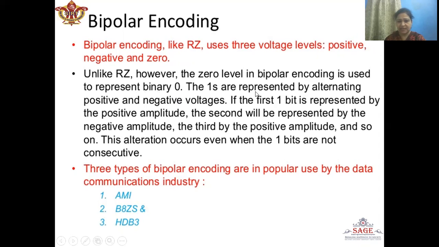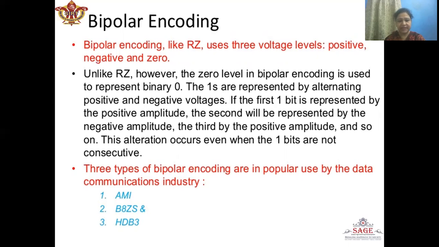The ones are represented by alternating positive and negative voltage. This means that if the first 1 bit is represented by the positive voltage level, the second 1 will be represented by the negative voltage level, and the third 1 will be represented by the positive voltage level, and so on. This alternation occurs even when the 1 bits are not consecutive.